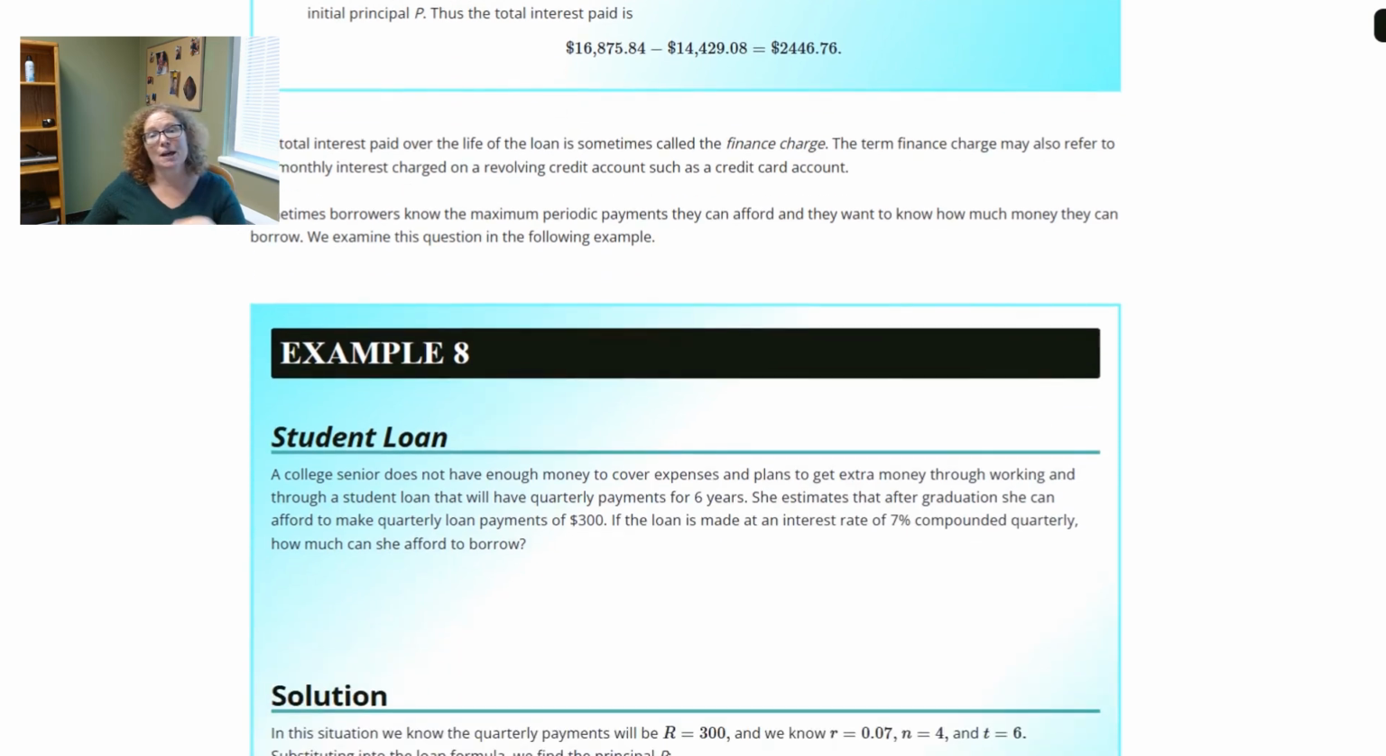The total interest paid is sometimes called the finance charge. So you've heard that term probably before. It can also refer to the monthly interest charged on a revolving credit account, which is like a credit card account.